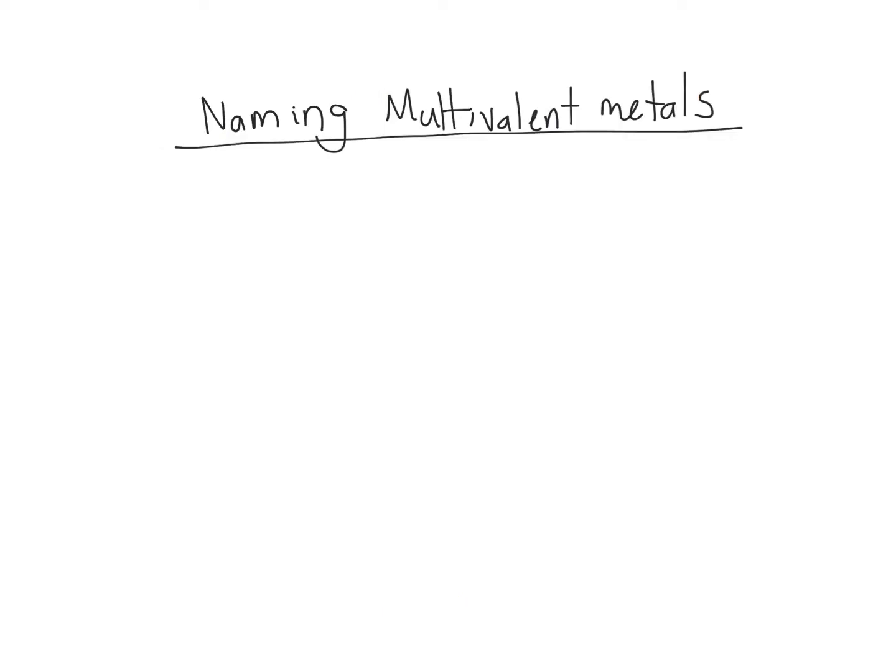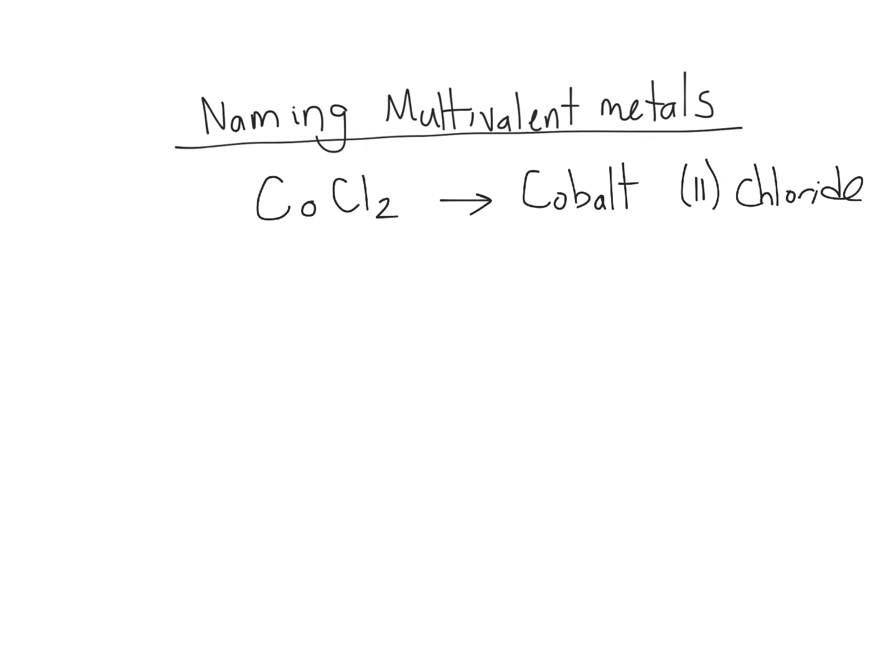Okay, let's move on to naming multivalent metals. We're going to start with a familiar example. So we're going to start with CoCl2. Now, you just did this problem. So from experience, we know that this is cobalt 2 chloride. Let's break down how we get from one to the other. The first thing you're going to want to do is rewrite the metal. So in this case, the metal is cobalt.